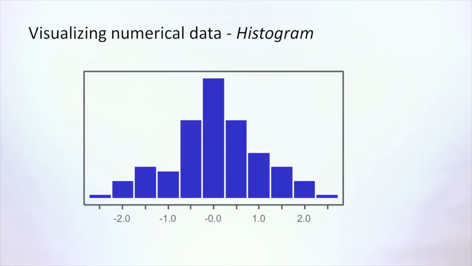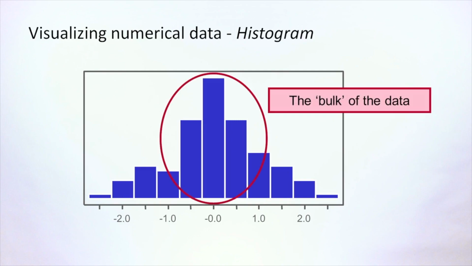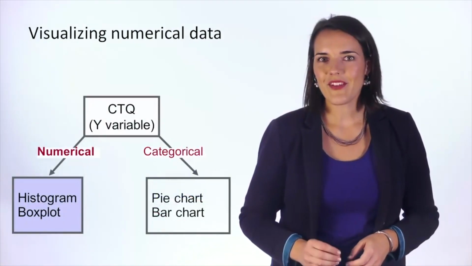Data usually has tails, which are clearly visualized in a histogram. The larger part of the data that is concentrated together is called the bulk, and the remaining parts on both sides are called the tails. Tails decrease outwards. So, that was the histogram.